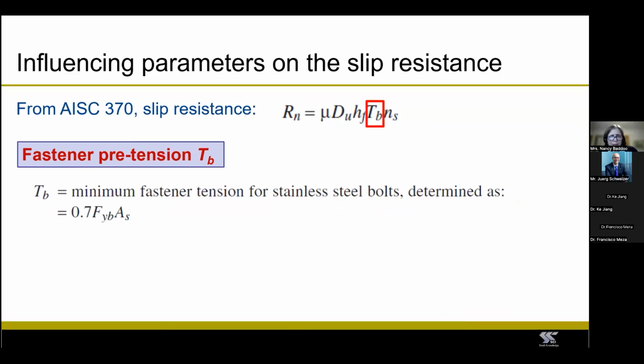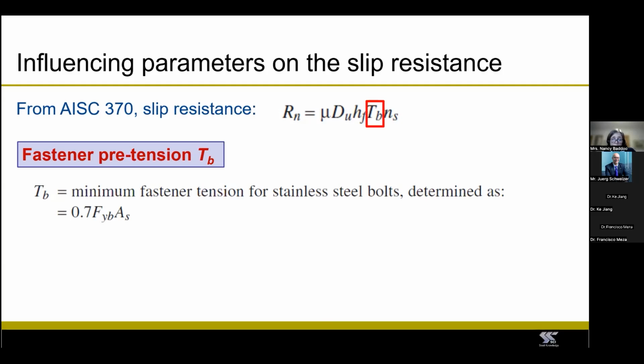So what about the pretension? Now, this recommendation is different to what you'd be accustomed to for carbon steel. The studies that were carried out showed that it wasn't possible to guarantee a fastener pretension of 70% of the ultimate tensile strength in all situations. You certainly could for the smaller bolts and if you had the hardened washers, but for the guidance that's currently given, we felt it was more appropriate to give the rather conservative guidance of the fastener pretension being limited to 70% of the yield strength of the bolt.